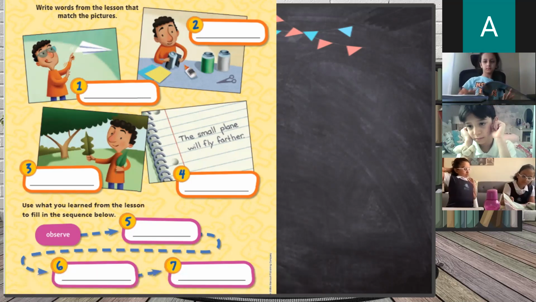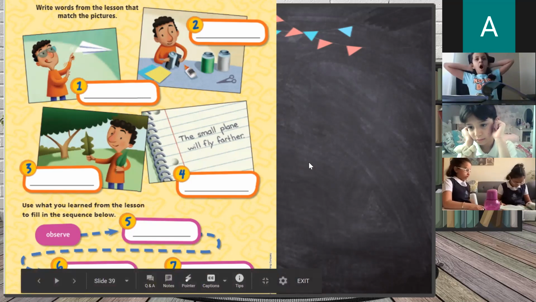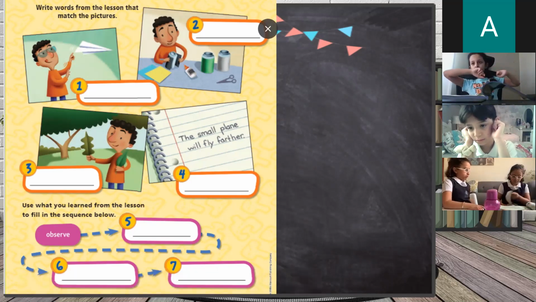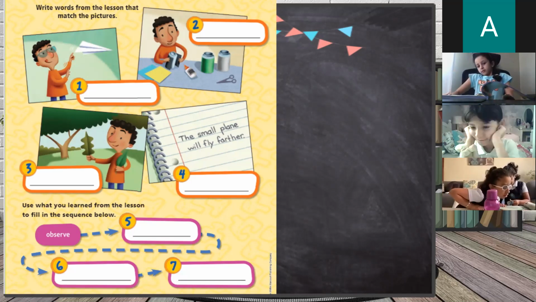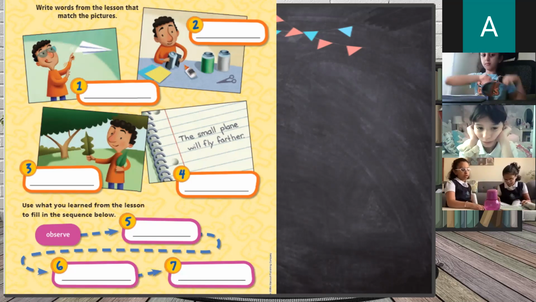Data, it means a lot of things that we have, right? Information that you have, information that you got. Now, the first one, number one, looks like what? Does it look like a hypothesis? Does it look like an experiment? Or does it look like a model? What do you think, Dana? Like a model.